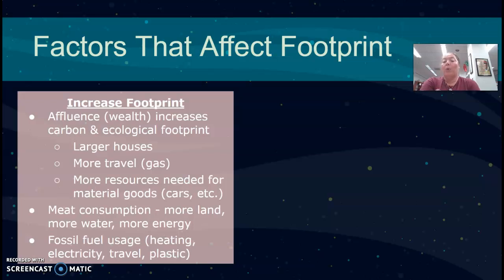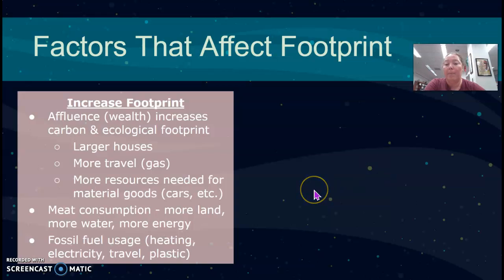Also, we look at your meat consumption. You've heard, I'm sure, many, many times that consuming meat is very bad for the environment. You need more land to feed those organisms, you need more water, and it requires more energy. All of those negatively impact your ecological footprint. And then your fossil fuel usage, heating, electricity, travel, how much plastic you use, all of those things are tied into that ecological footprint.